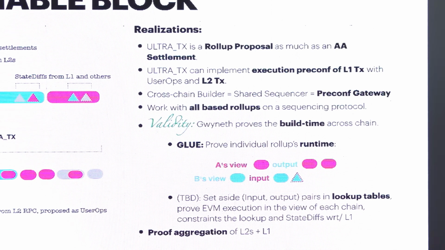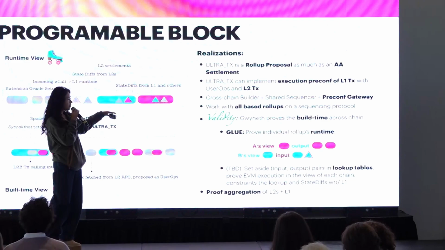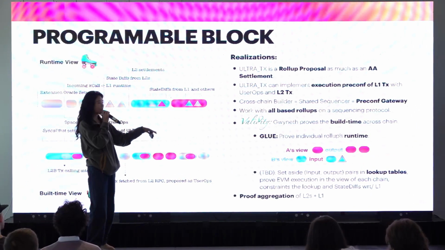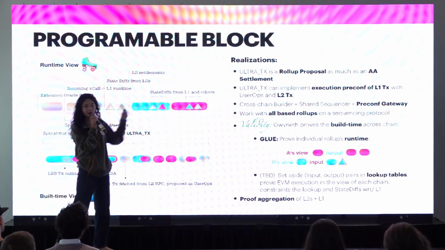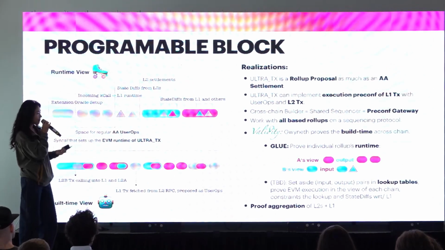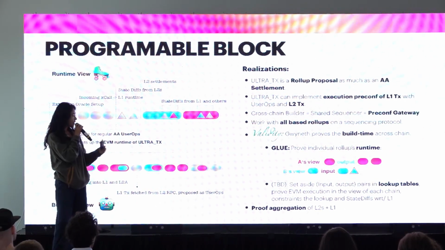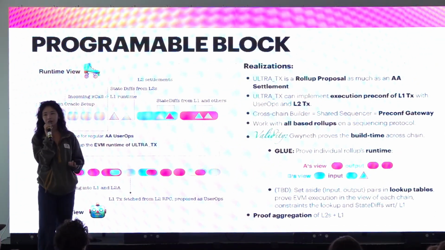The validity of the rollup proposal can be enforced in two ways, right? We can either put the entire builder instance into a TEE, meaning we prove the build time, or we can just prove the runtime, meaning we can prove the individual settlements of each rollup within rollup A's view or rollup B's view. We prove these settlements separately, and we aggregate the proof as we prove the L1 settlement within the L1 EVM, right? And then we constrain the input-output pair and the state diff in the lookup tables. So in that, we automatically get proof aggregation on L1.